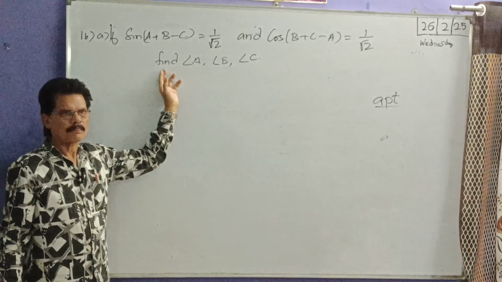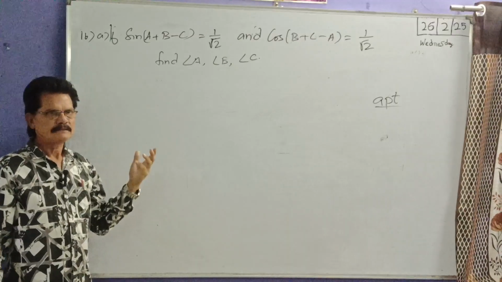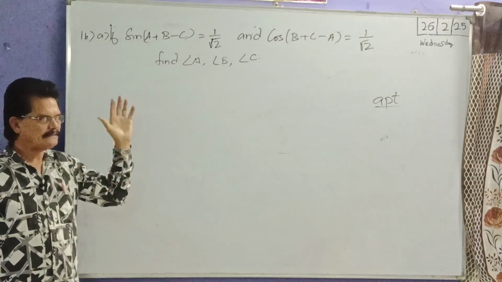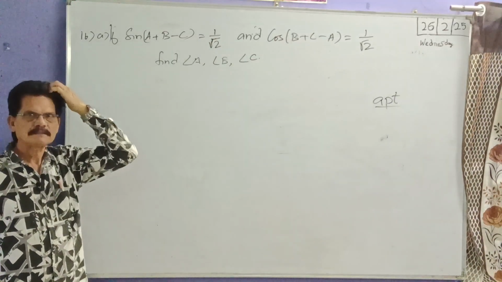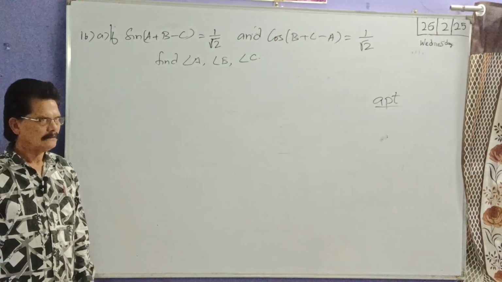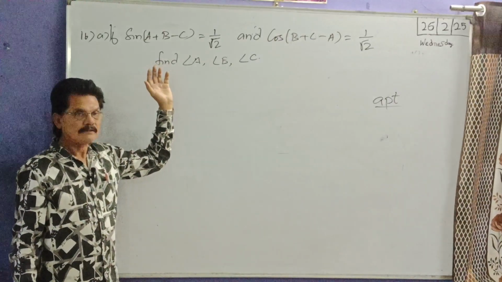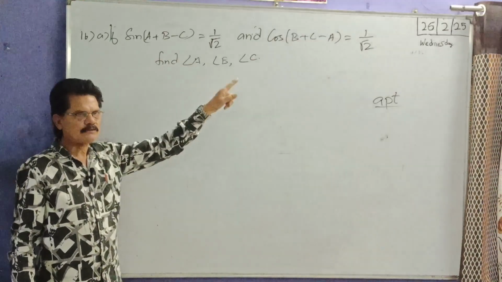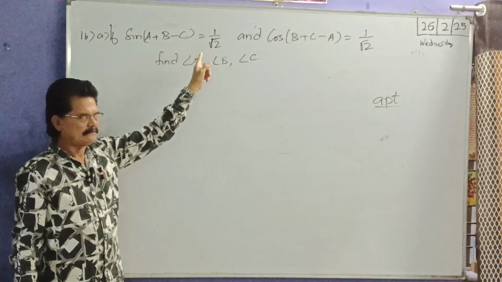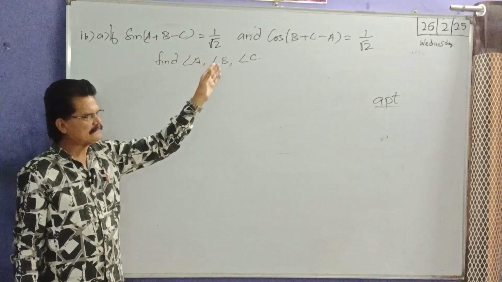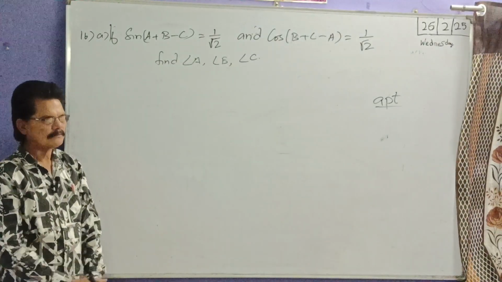So when three unknowns are there, we have to have three conditions, and we are having only two. If means condition. Three conditions have to be there, but we are having only two. Here you can see only two. Sin(A + B - C) is 1 by root 2. Cos(B + C - A) is 1 by root 2. And where is the third condition?